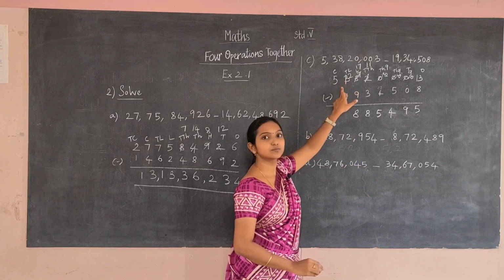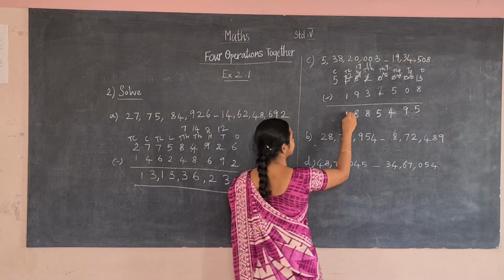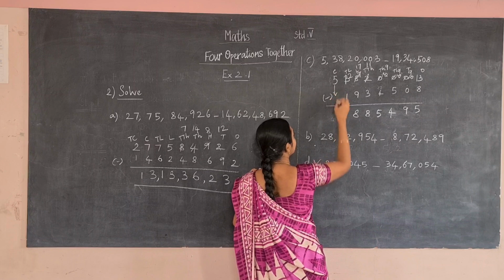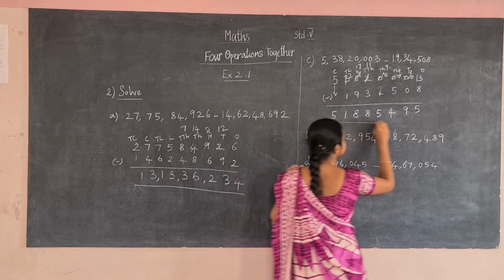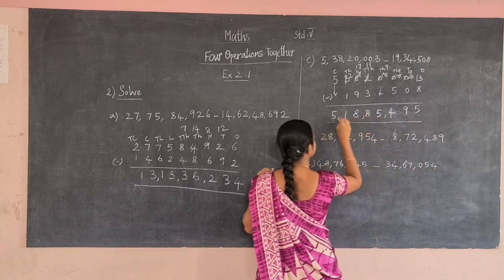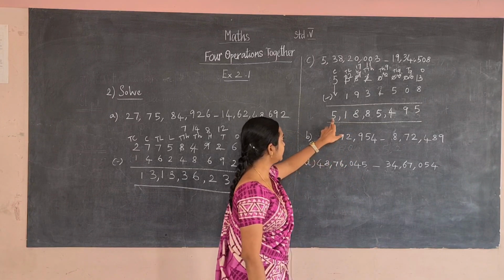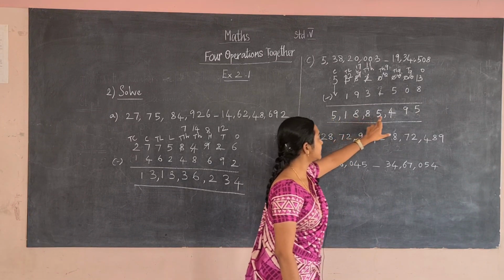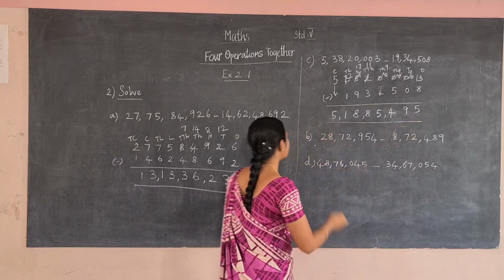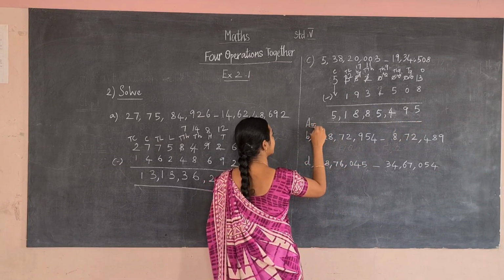2 minus 1 will be 1. Here we don't have any number. So write 5 as it is and write the number in the standard form. So the answer is 5 crore 18 lakhs 85,495. Now B and D will be assignments for you.